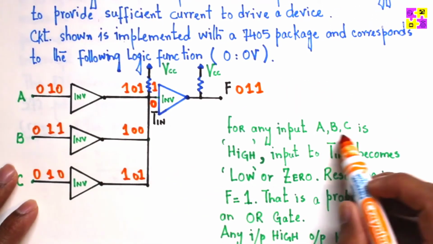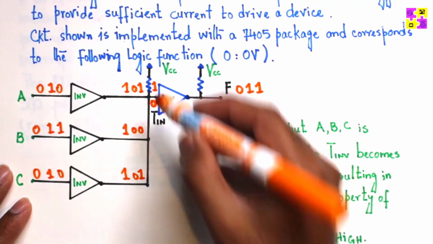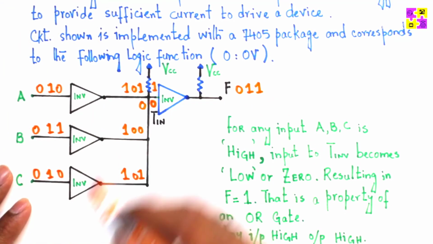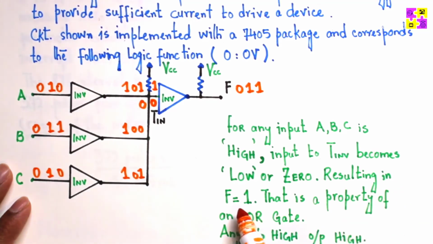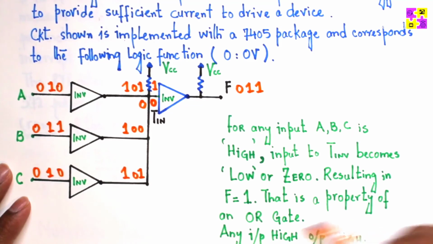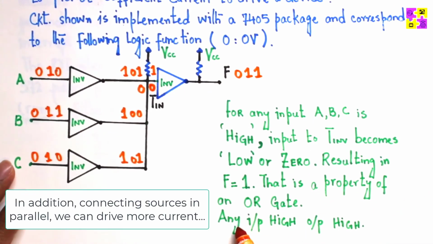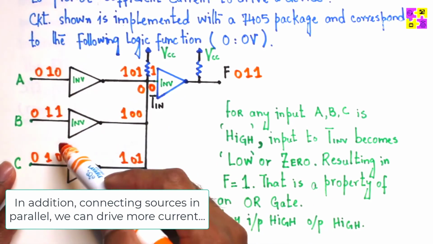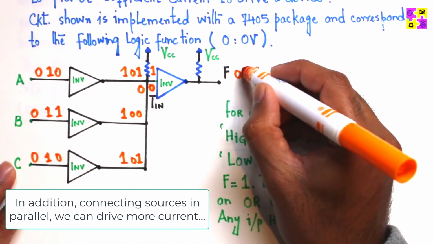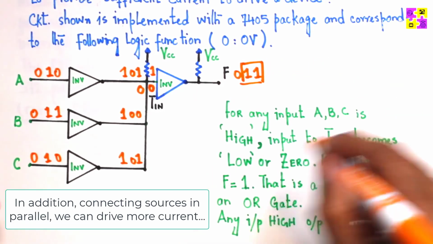So the logic here is pretty simple. For any input A, B, or C high, the input to the inverter is going to be just 0, resulting in F equals 1, because when 0 gets inverted, you get 1. That is a property of an OR gate, actually. So what does an OR gate say? Any input high, output is going to be high. So any input high here, output is going to be high, which was the case in the last 2 combinations.